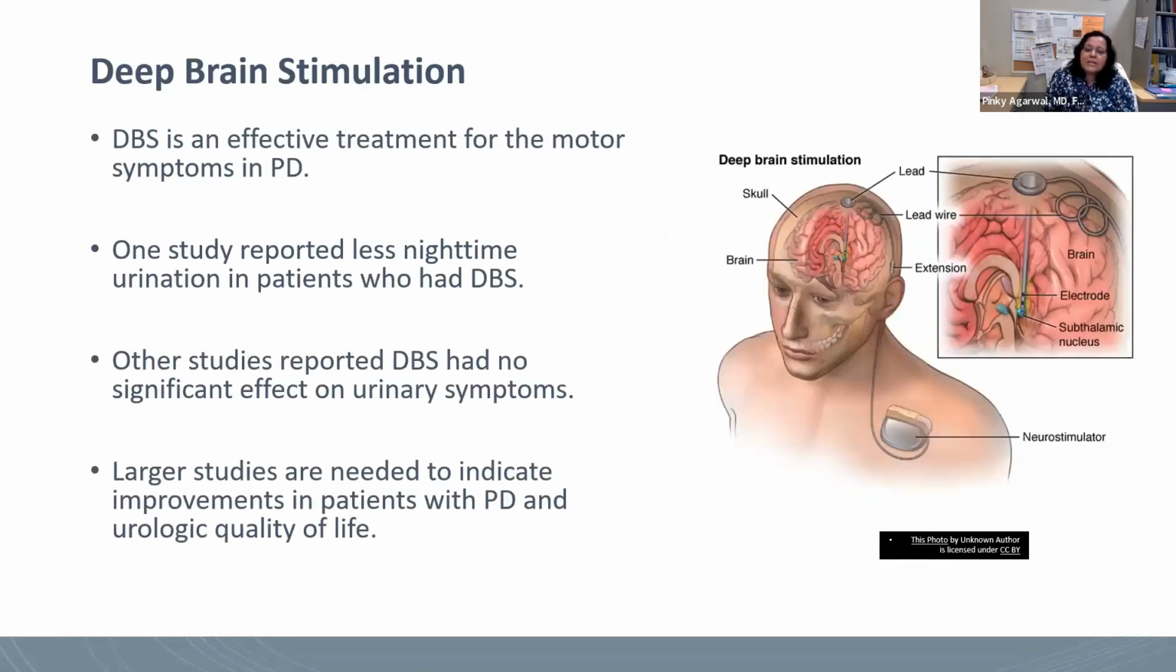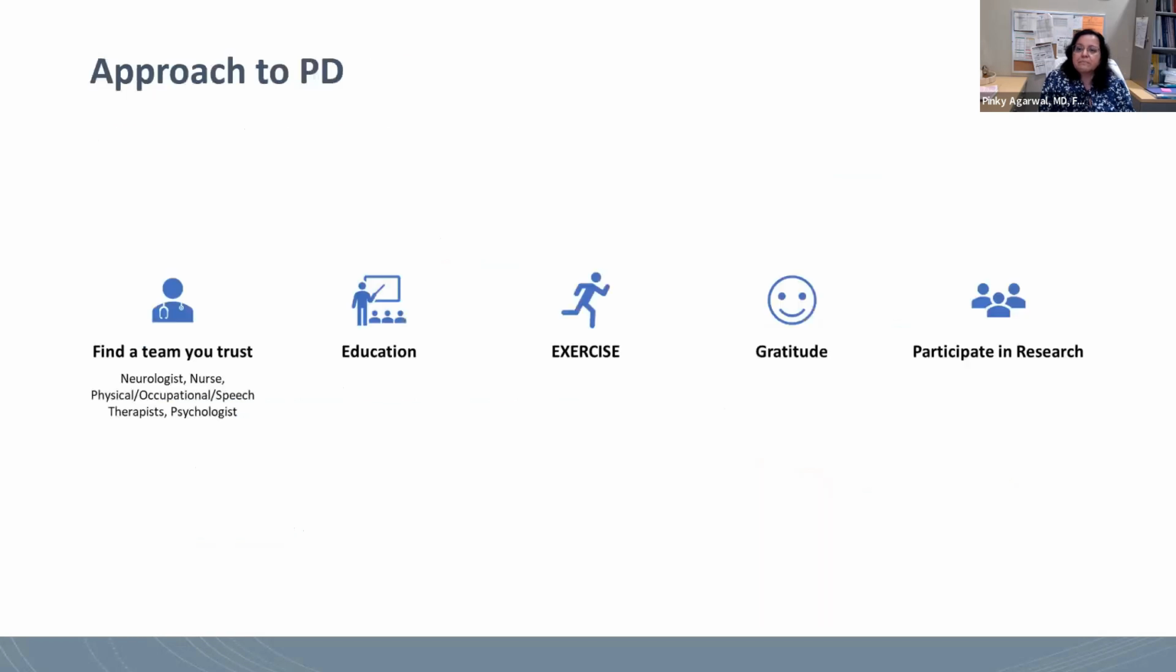Now, deep brain stimulation, we know, is an effective treatment for the motor symptoms of Parkinson's. We don't have so much data on how it helps with the non-motor symptoms. One study with deep brain stimulation reported that patients had less nighttime urination. Other studies have reported that DBS had no significant effect, no worsening and no benefit on urinary symptoms. So we definitely need larger studies to evaluate the effect of DBS on Parkinson's overactive bladder symptoms.